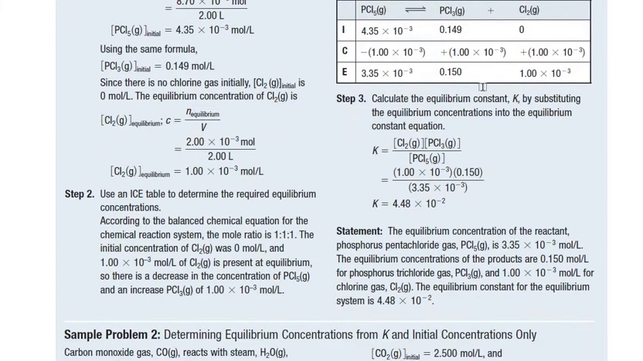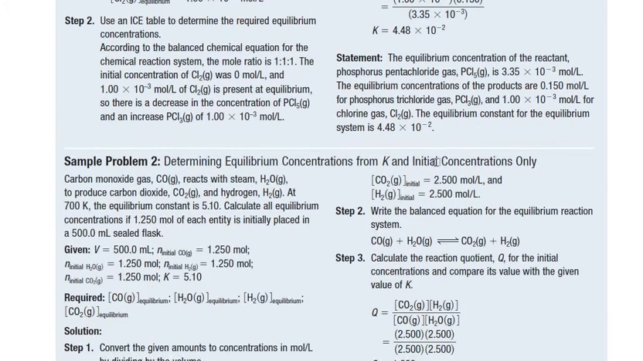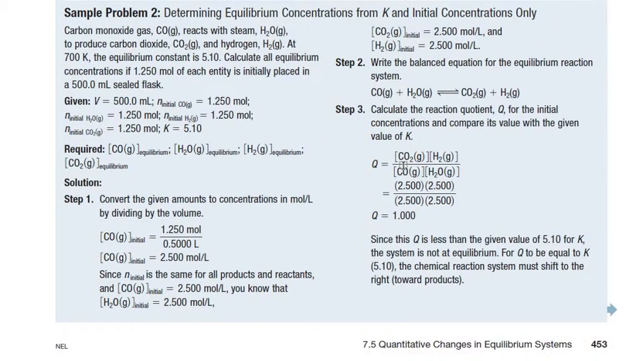So, statement: the equilibrium concentration of the reactant phosphorus pentachloride gas, PCl5, is 3.35 times 10 to the power of minus 3 mole per liter. The equilibrium concentrations of the products are 0.15 for phosphorus trichloride gas and 1 times 10 to the power of negative 3 for chlorine gas. And the equilibrium constant for the system is calculated here, which is 4.48 times 10 to the power of negative 2. Let's do another sample problem.